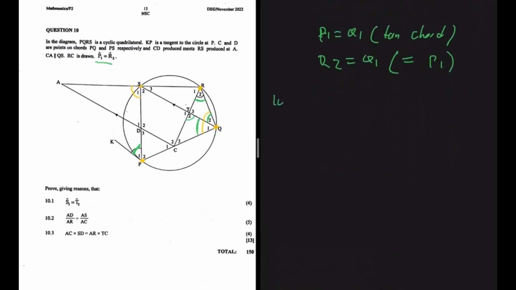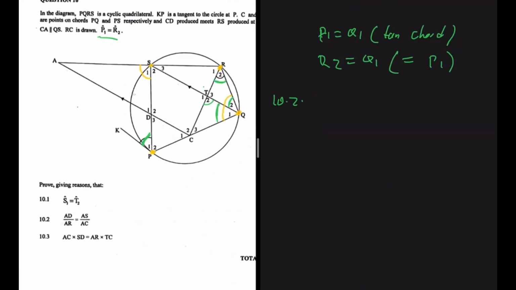So we are at 10.2 now. 10.2 is saying that, given reasons, let's prove that AD divided by AR is equal to AS divided by AC. So let's look at those lines and see what's happening. Are we going to use parallel lines, or do we have to prove that certain triangles are similar to each other? Let's go to our sketch.